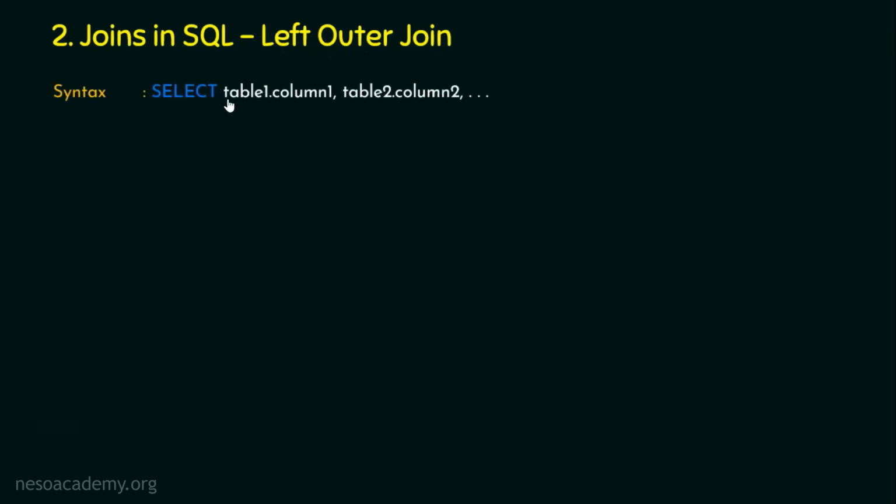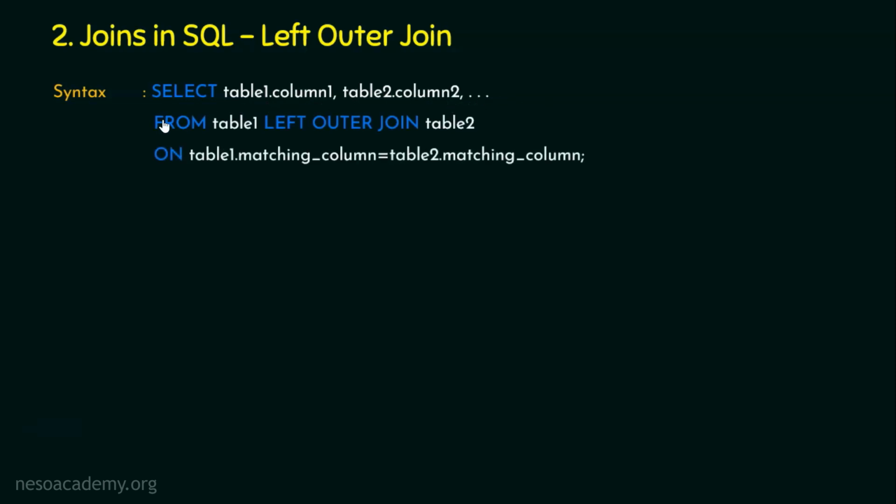See here the syntax, selecting table 1, column 1, table 2, column 2 as per our requirement. From table 1, left outer join table 2, and the join condition is on table 1's matching column is equal to table 2's matching column. Remember, as I already mentioned, any join that we want to perform, we need a common column that is available in both the relations or tables.